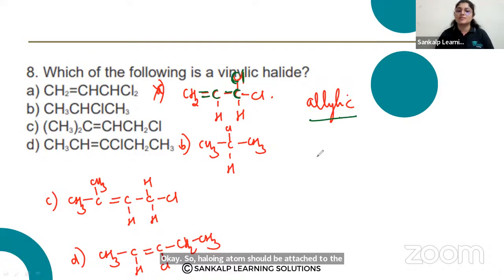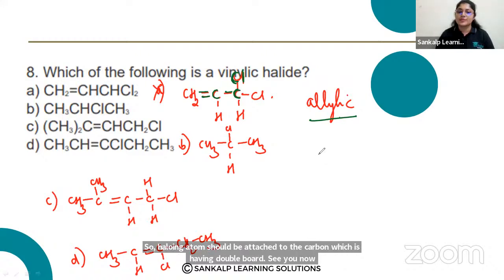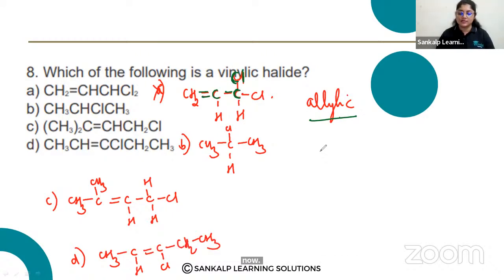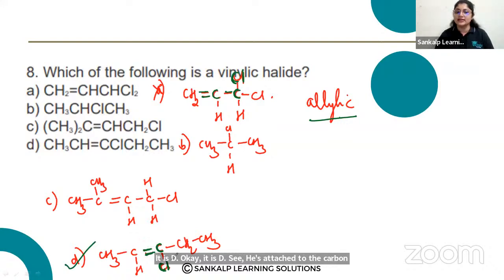See now. Which is the right answer? It is D. Okay, it is D. How is it D? See here, the halogen atom is attached to the carbon which is having the double bond. So this is an example of vinylic halide.